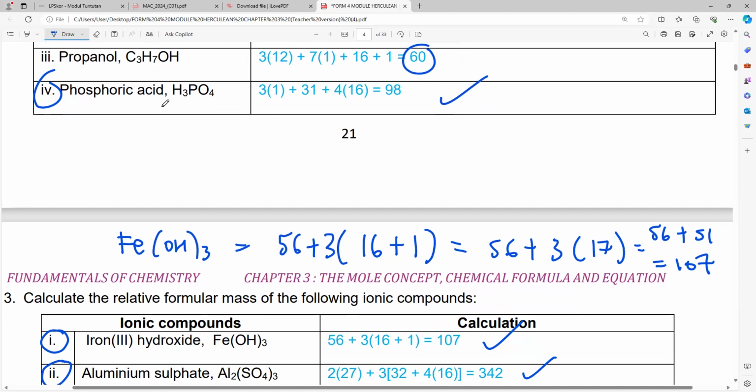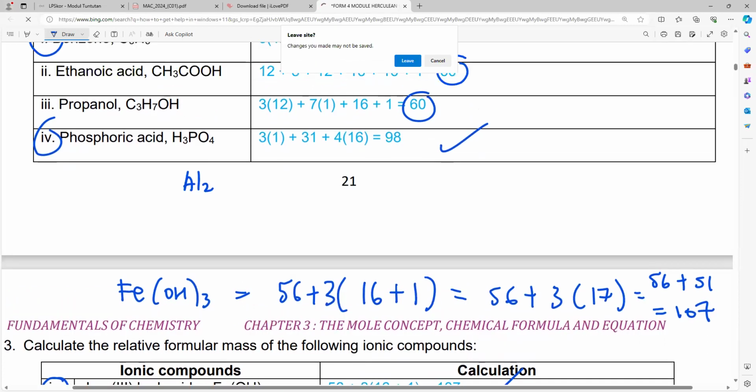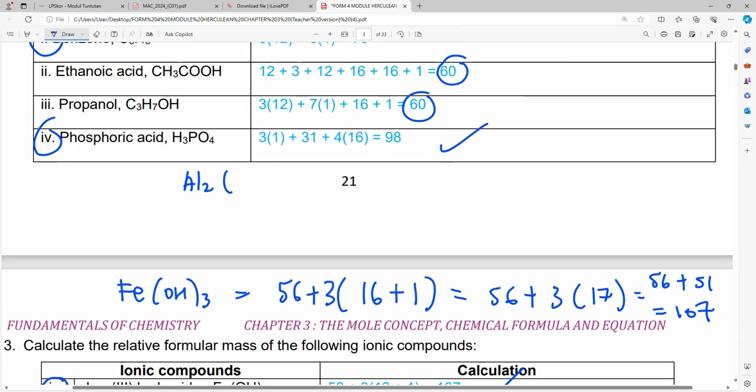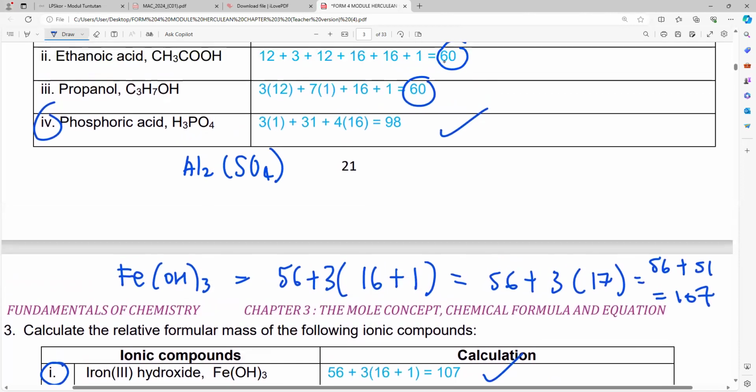Okay, let's do aluminium sulfate. Aluminium, Al2(SO4)3. Let's do it together. I've got 2 aluminium. Teacher knows aluminium is 27, so I directly write 27. When you go from one element to another element, we're always going to plus. This is another element here, so teacher plus it.